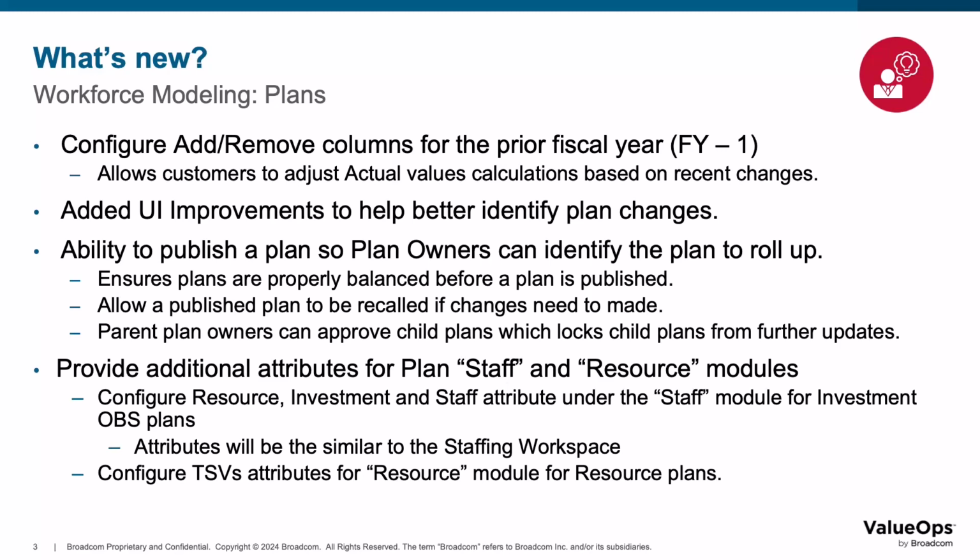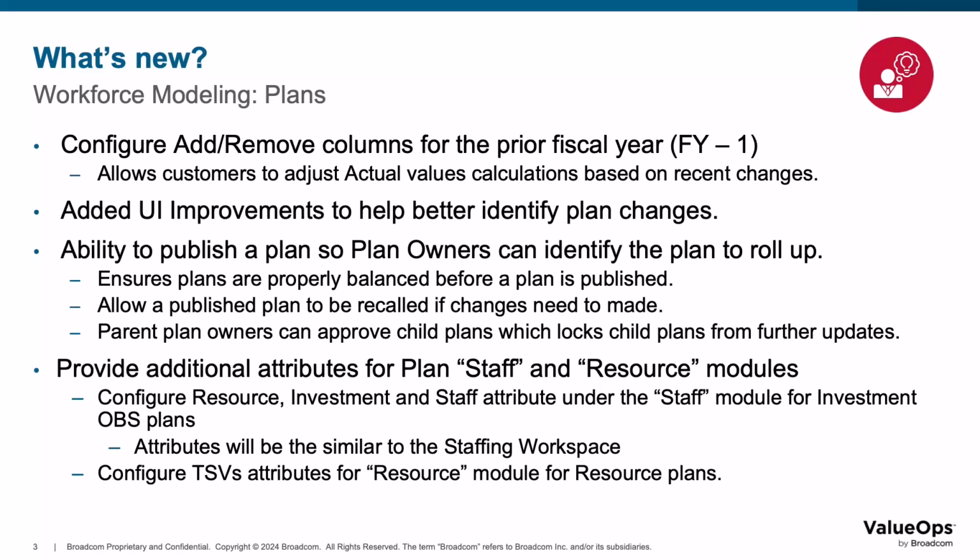We also added the ability for a plan owner to publish a plan, and when you publish a plan, it identifies the plan to roll up the plan hierarchy. As part of that process, before you can publish, we ensure the plan tables are properly balanced. So it has some insurance that you're publishing correctly balanced data within your plan. Also, plan owners can recall those plans in case they have to make changes to them, and then they can republish those plans back to be rolled up the hierarchy.